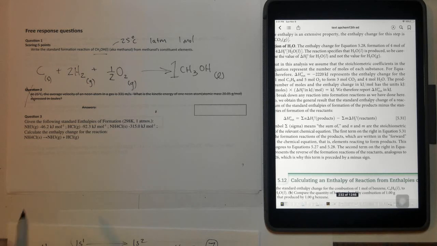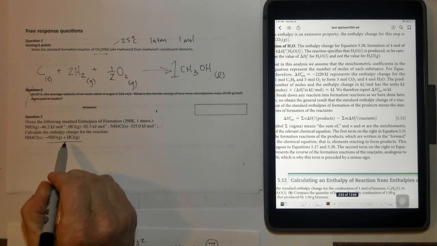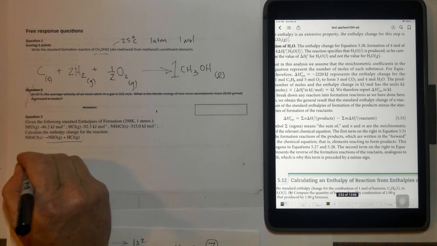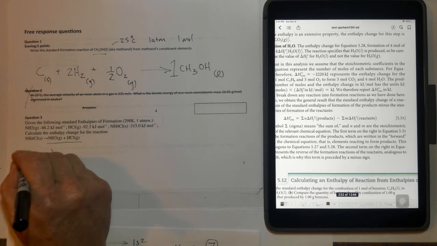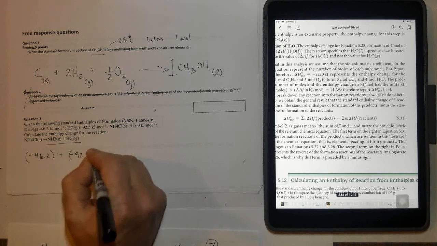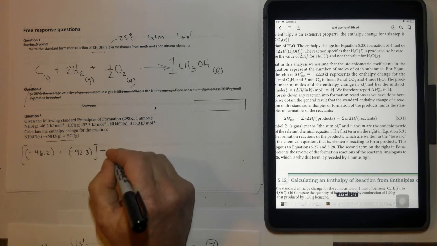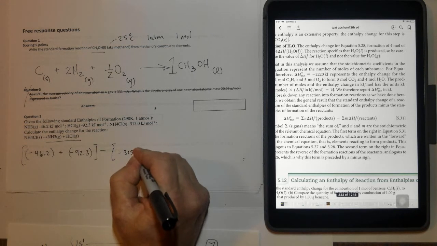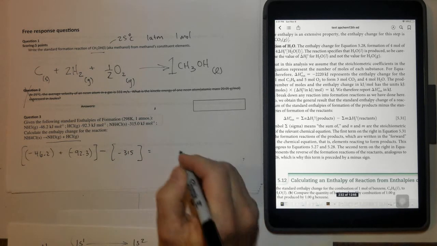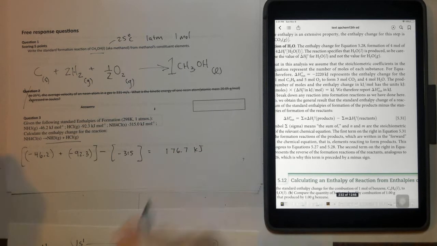In this particular one, we would take the products, reading them off from the chart. NH3 would be negative 46.2, and there's only one of those, plus HCl, which is negative 92.3. That's our products. Then minus the reactant NH4Cl, which is negative 315.0. Remember, minus and minus becomes a plus, and we end up with 176.7, and then put kilojoules on there in the end.